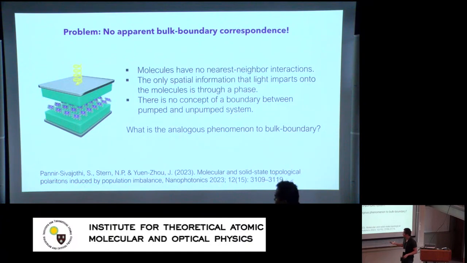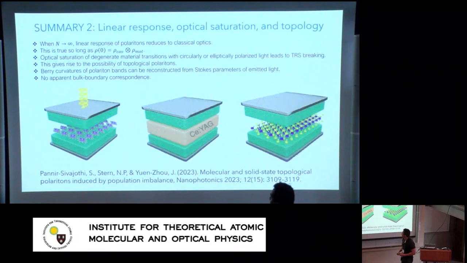So the question I want to raise is, what is the analogous phenomenon to bulk boundary correspondence in this type of polariton? Maybe there are people here who know this better than me. Okay, so when n goes to infinity, we trivially recover classical optics, and this is true also for a lot of nonlinear optical experiments, nonlinear spectroscopy, pump probe, photon echo, 2D spectroscopy, all sorts of things, because these polaritons decohere so quickly that the light and matter degrees of freedom decouple, and then you can just go back to classical optics.